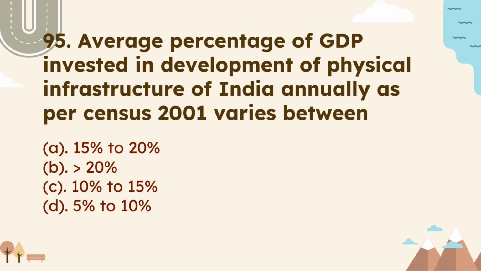Next question is, average percentage of GDP invested in development of physical infrastructure of India annually as per census 2001 varies between. So as per census it was varies between 5 to 10%. Therefore the correct answer is option D.